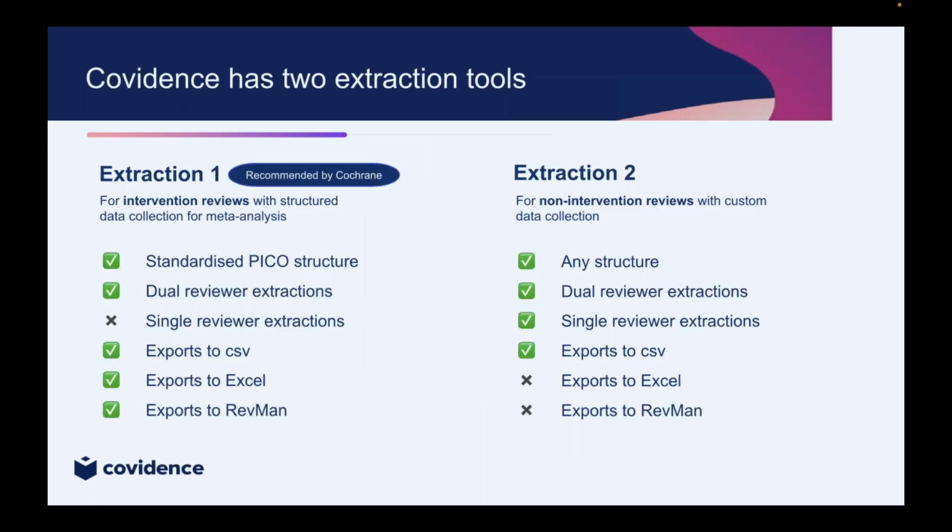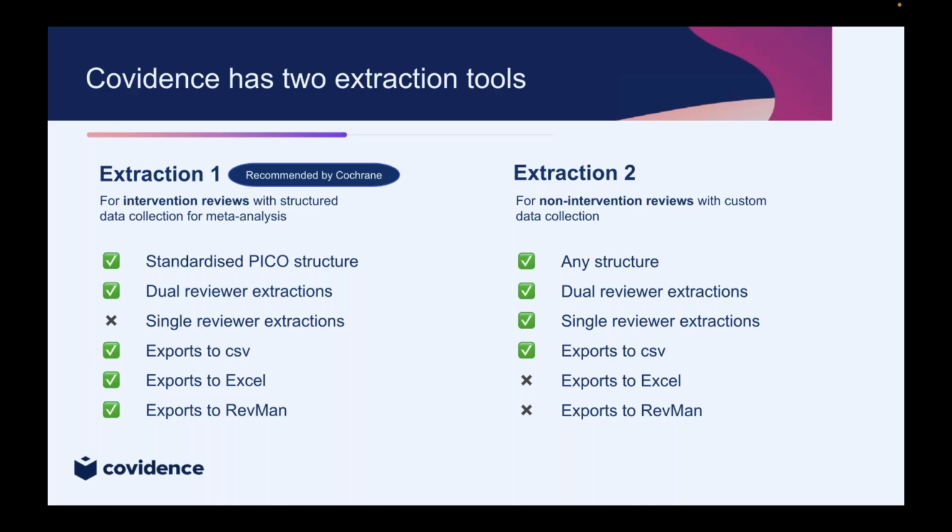So I already mentioned Covidence has 2 extraction tools. This slide is a sort of summary comparison of the 2 tools. So we'll go through that information now. Data extraction 1 is set up around the PICO structure. So that's where you have your participants, the intervention, the control, and the outcomes. So there is flexibility within that framework in extraction 1. There's lots of cool stuff that it can do, lots of features, but that's the essential structure.